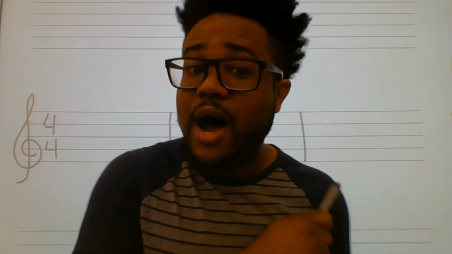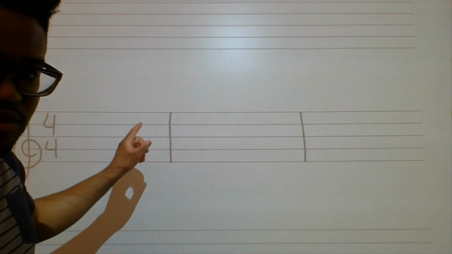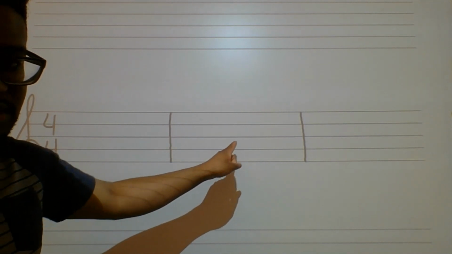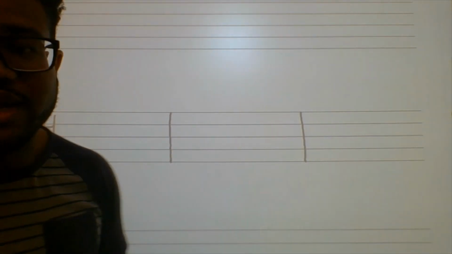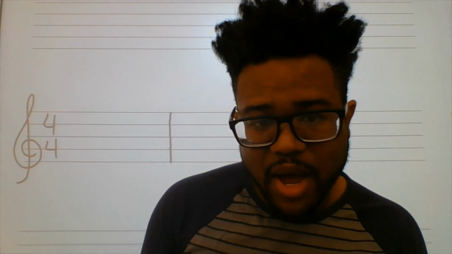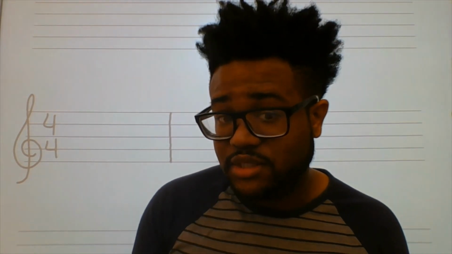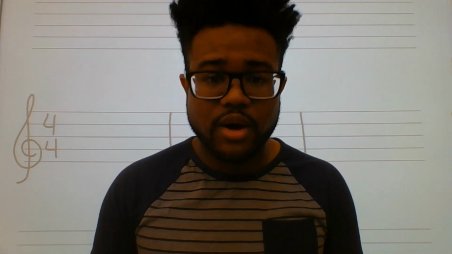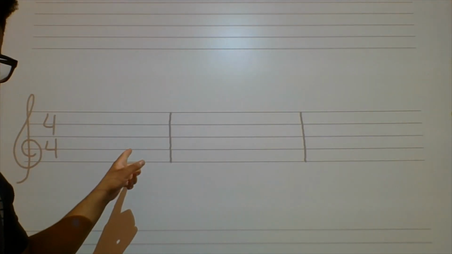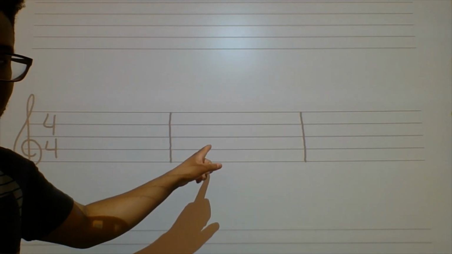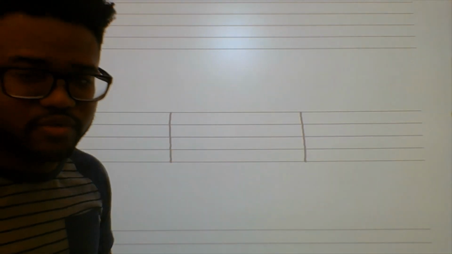What is a measure? Essentially, a measure is just a box. Right here, you see one box, 2 boxes, 3 boxes. That is the last time I will refer to them as boxes. From now on, I will call them measures because that is what they are. This is measure number 1, measure number 2, and measure number 3.